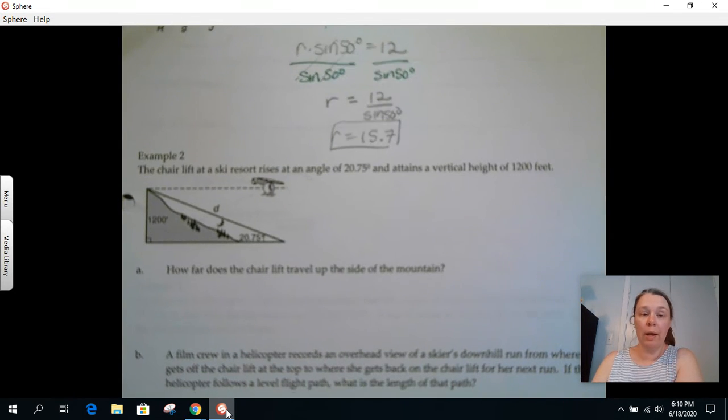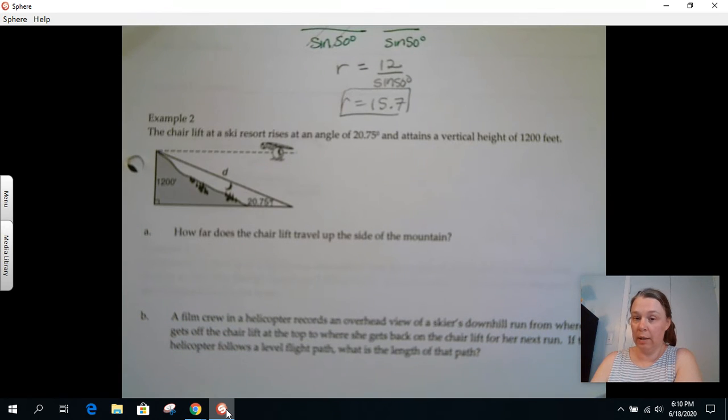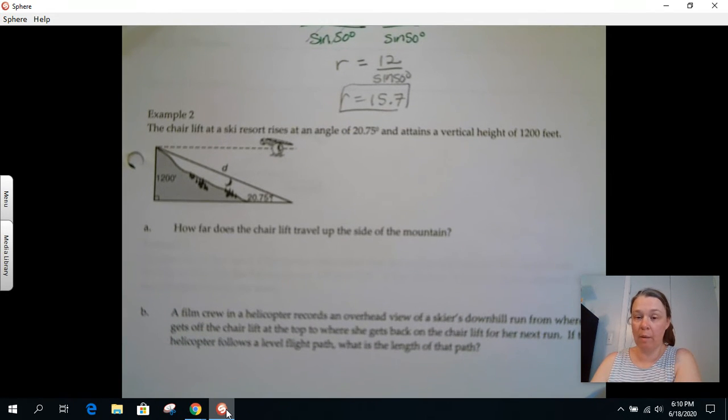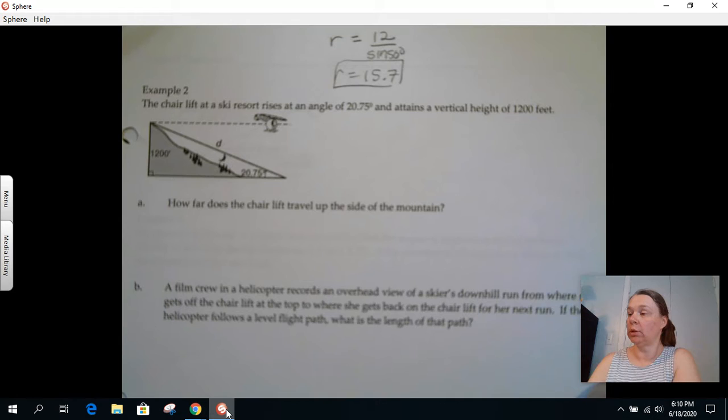Okay, so go ahead and read example 2 and try example 2. Think about how you might set that up.